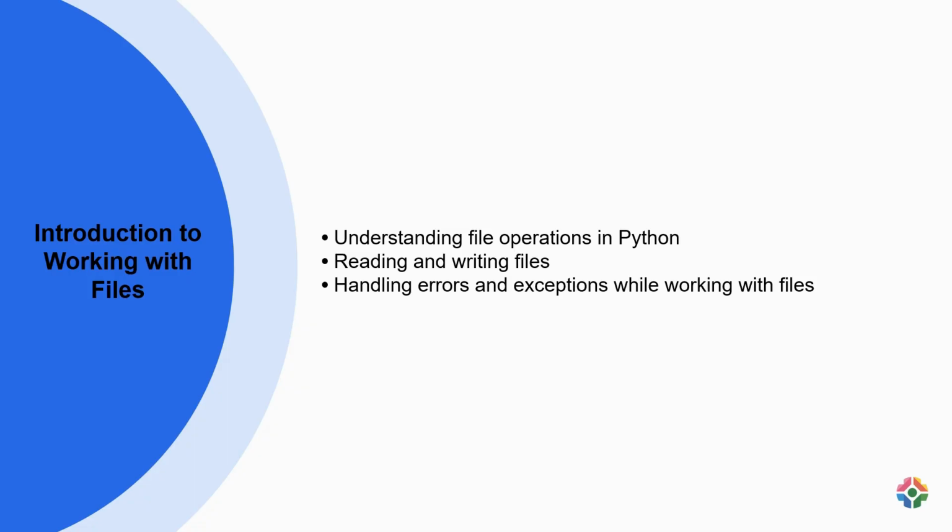When reading files, the read, readline, or readlines methods can be used to access file contents. Writing data to files is done using the write method, ensuring proper formatting and encoding. Consider error handling when working with files to prevent issues. This involves using try, except, and finally blocks to manage exceptions.